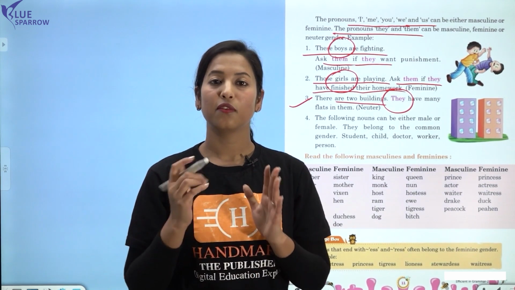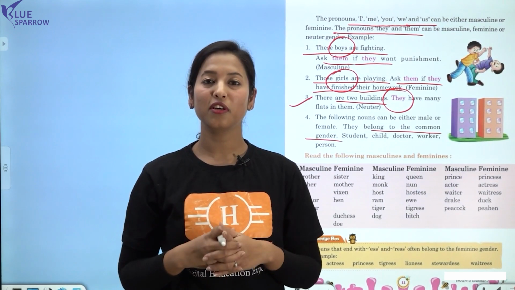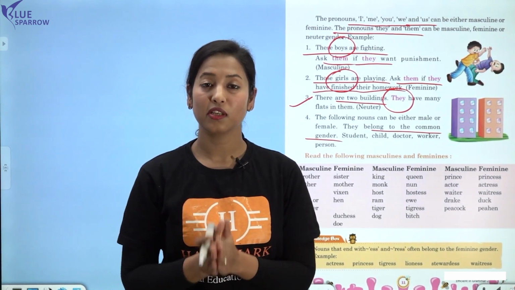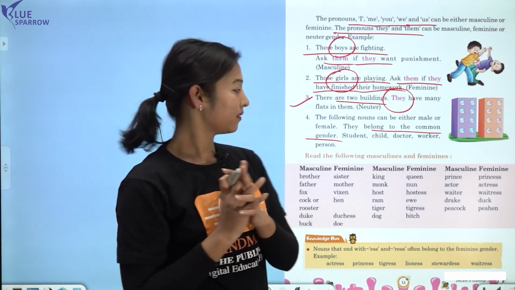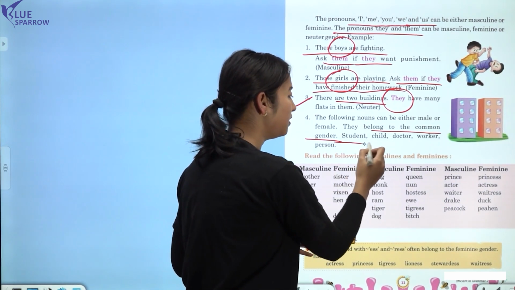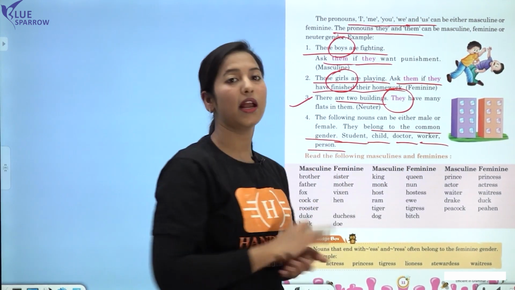Now, students, we have a common gender also. Common gender is used for all the nouns that can be either masculine or feminine. For example, student, child, doctor, worker and a person.